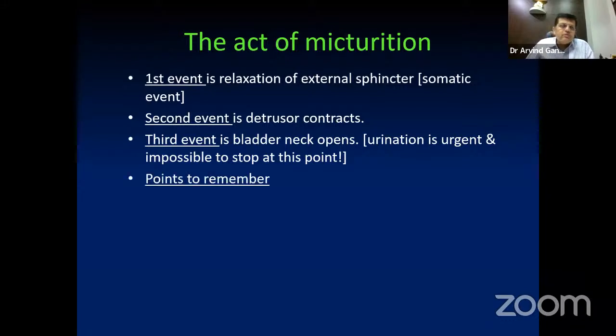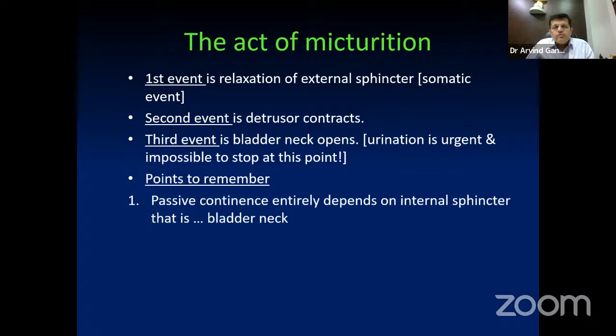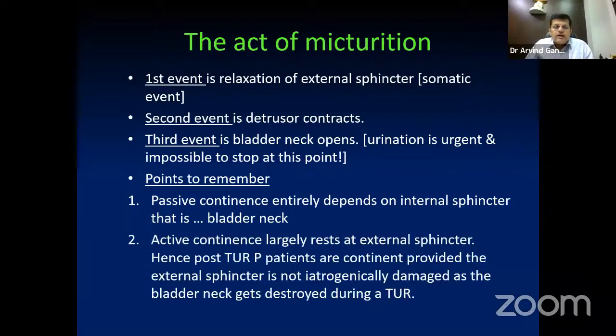What one has to remember from these 3 events is that passive continence entirely depends on the internal sphincter, that is the bladder neck, and not on the external sphincter. And active continence largely rests on the external sphincter, and hence you will see that most of the post-URB patients are continent, provided the external sphincter is not iatrogenically damaged during the procedure, in spite of the fact that we are damaging the bladder neck, because that is responsible for the passive continence.